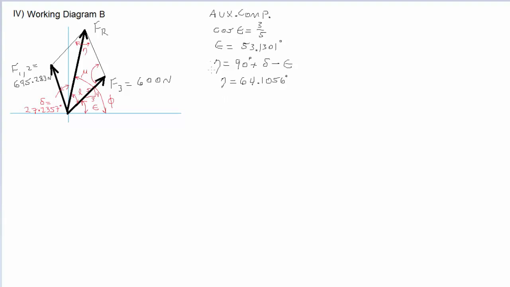And last but not least, we need to find mu. And we're going to use the same rule that I used earlier. There's 360 degrees in a parallelogram. There are two eta angles, and there's going to be two mu angles. So that means that mu equals 115.894. Everything inside the aux comp needs to go inside of a dotted line. Make sure that you use a straight edge for that.